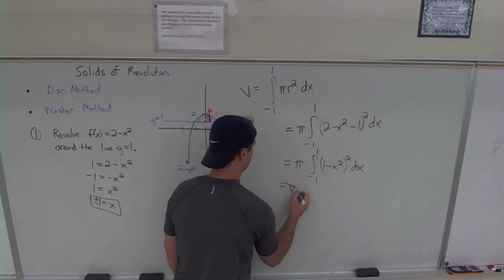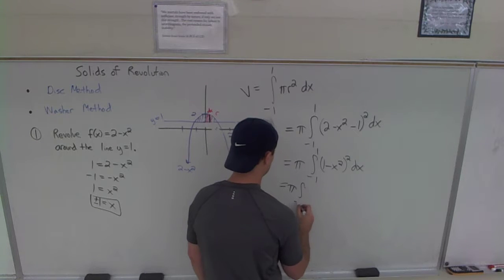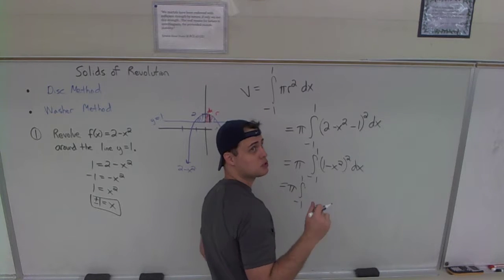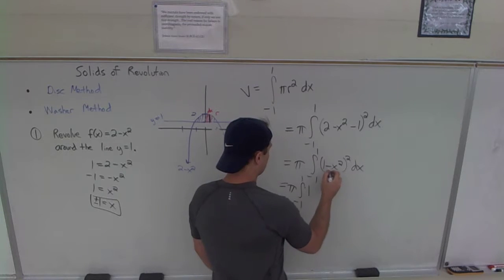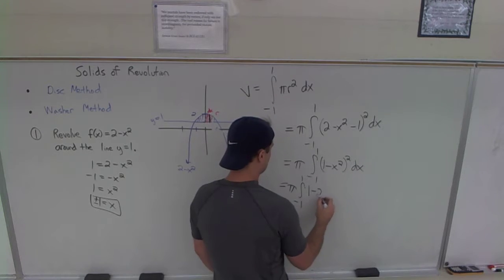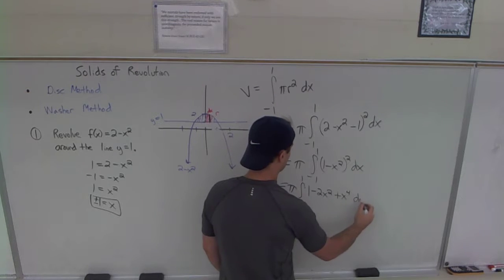For integrating something like that, we know we want to expand it. We don't want to try to do something with a product rule because there is no such thing for integrals. So first thing squared is 1, this times 2 is minus 2x squared. That thing squared is x to the 4th dx.